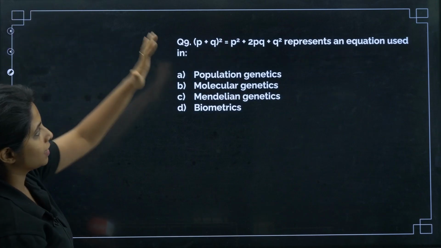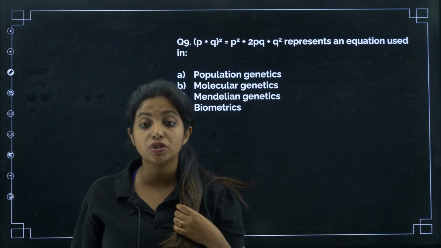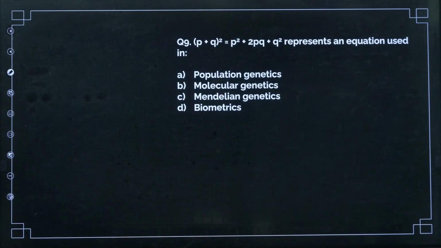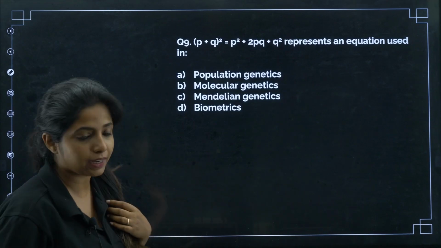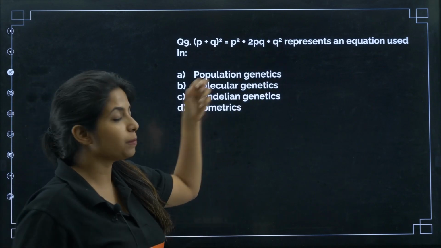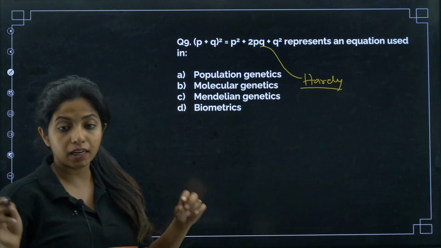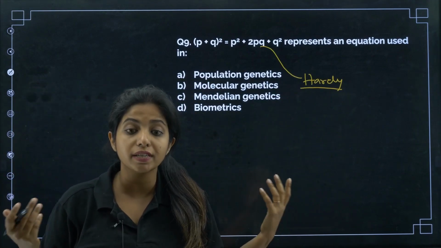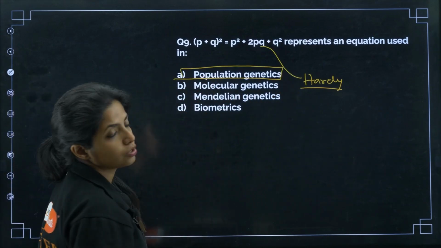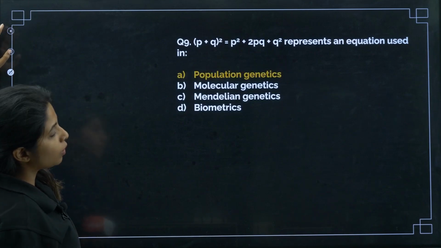So yes, next. P plus Q whole square is equal to P square plus 2PQ plus Q square represents an equation used in what? Population genetics, molecular genetics, Mendelian genetics or biometrics? What is the answer for this? Cool children. What does this particular thing represent? Well, this is Hardy-Weinberg's principle, according to which allele frequencies in a population are always the same, generation after generation. So this is for population genetics, my dear children. A straight question, so there is nothing to think about over here.